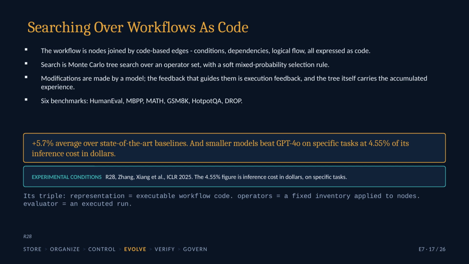But the number I would put on a slide in a budget meeting is the second one, smaller models beating GPT-4o on specific tasks at 4.5% of its inference cost.